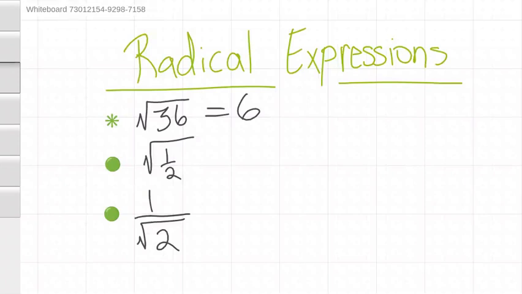We won't be focusing on fractions in the radicand and no radicals in denominators of fractions, but just know if there's a fraction in the radicand, like the second bullet point, or there's a radical in the denominator of a fraction, like the third bullet point, it is not in simplest form.